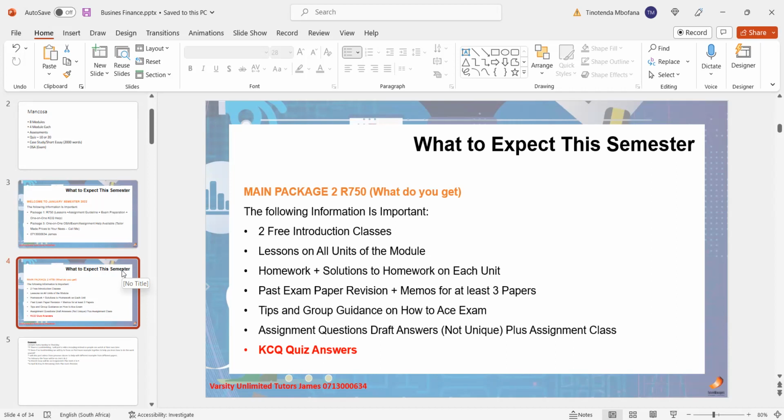Then also, we're going to go through past exam papers. I'm going to present you the papers that were written for business finance for last year, for 2021, for 2020, and I'm also going to present you with the solutions and how you should have calculated those solutions so that you can prepare yourself for the end of year exam. Then in addition to that, I'm going to give you tips and guidance in terms of how to pass your exam. And then lastly, we are going to go through the assignments.